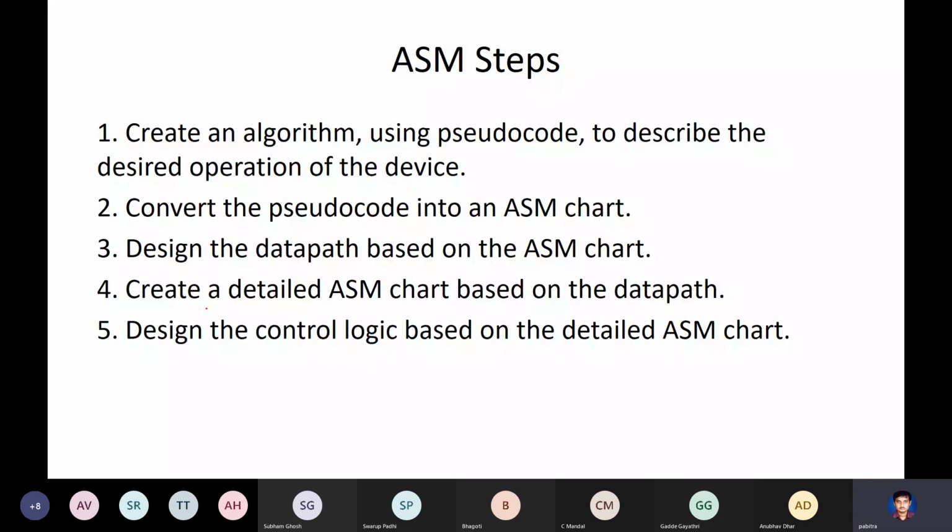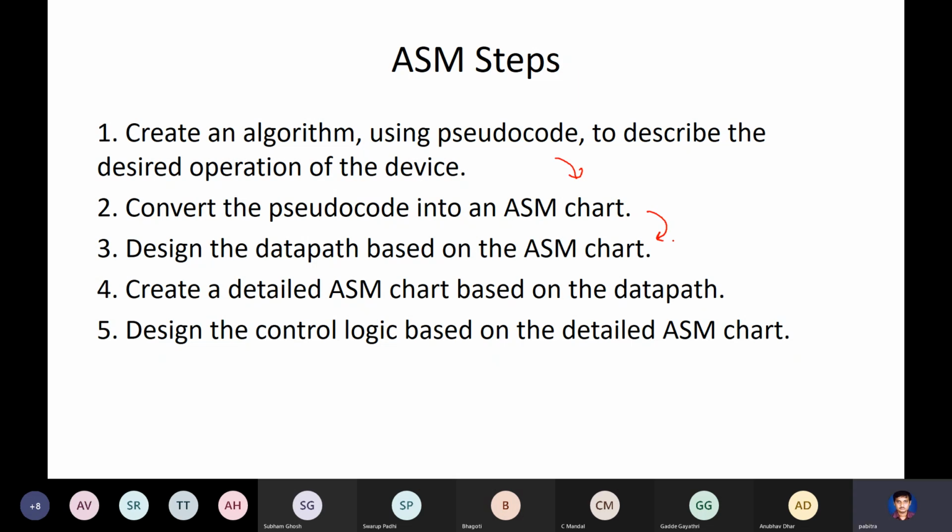Now this part is non-trivial. This part is almost kind of unique. Given a pseudocode, you have only one ASM chart, almost close to the same similar ASM chart. But for this part, several possibilities are there. Designing the data path based on the ASM. So what are the variables, what are the inputs? But it can be automated. You can convert this ASM chart to a data path.